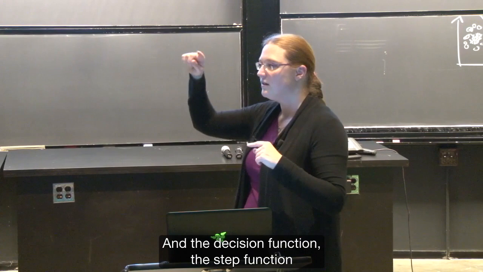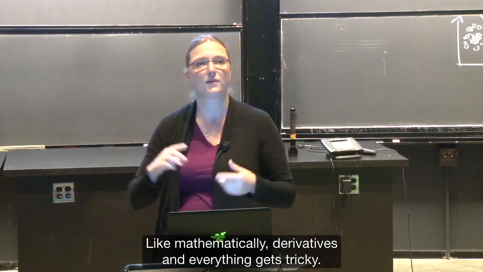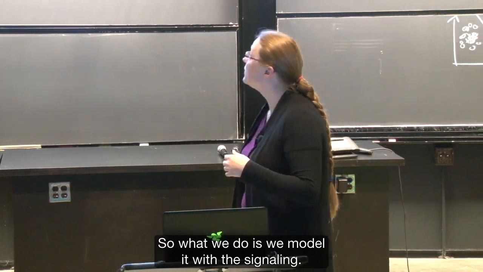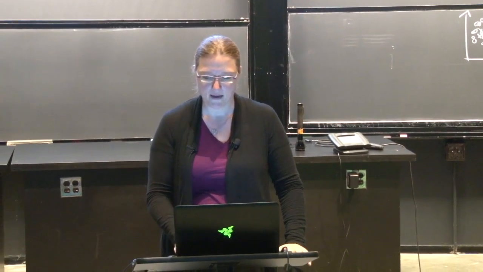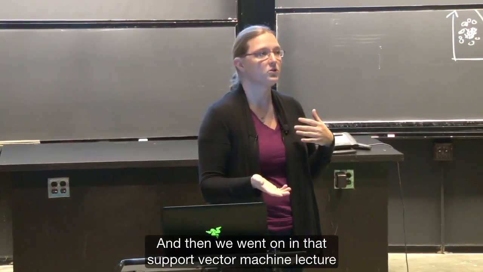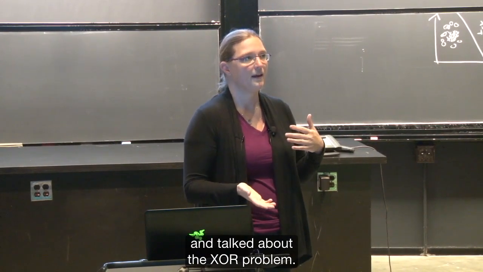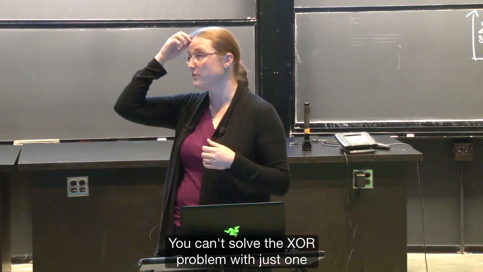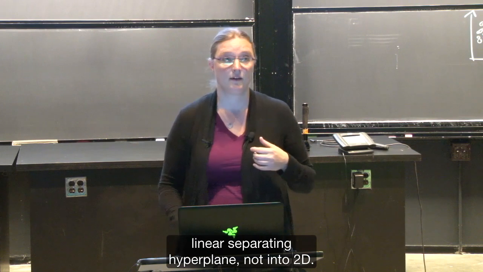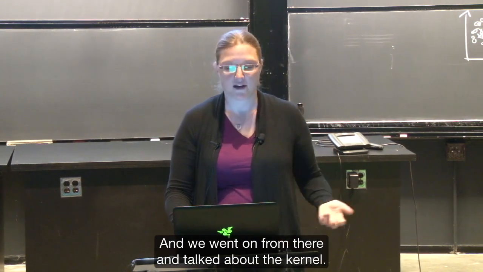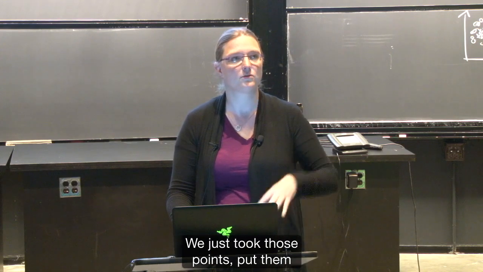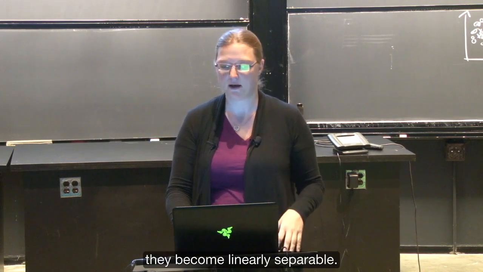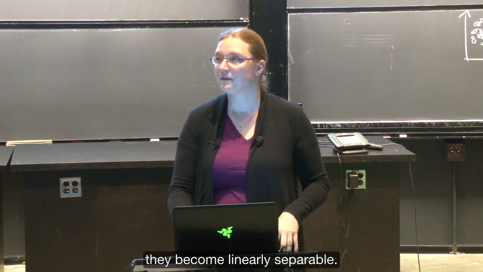And the decision function, the step function, is not very well behaved, mathematically, derivatives and everything gets tricky. So what we do is we model it with the sigmoid. And then we went on in that support vector machine lecture and talked about the XOR problem. And it's a big, big problem for the perceptron because it can't solve it. You can't solve the XOR problem with just one linear separating hyperplane, not in 2D. And we went on from there and talked about the kernel, right? We just took those points, put them into a higher dimensional space, and showed that then often they become linearly separable. So I hope you remember that.